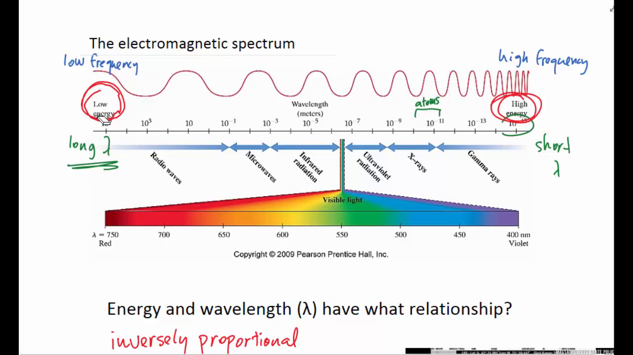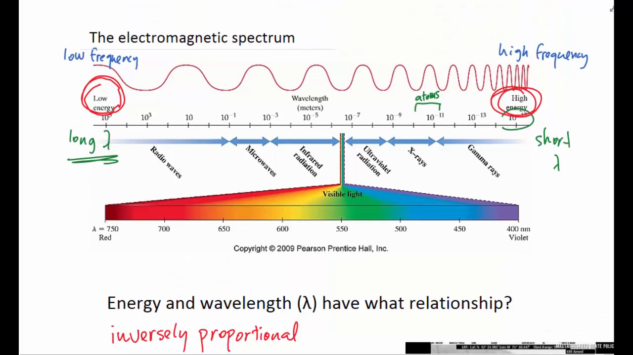If you've got low frequency, you have fewer of those waves passing through a point, and that imparts less energy. If you've got high frequency, lots and lots of those waves passing through a point, that can transfer more energy that way. Does that make sense? So energy and wavelength are inversely proportional. That's important.